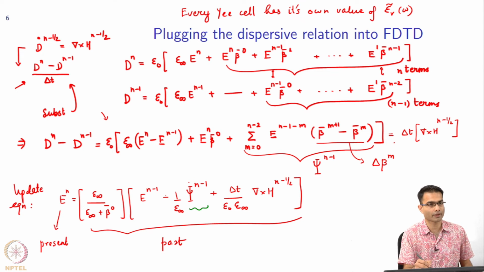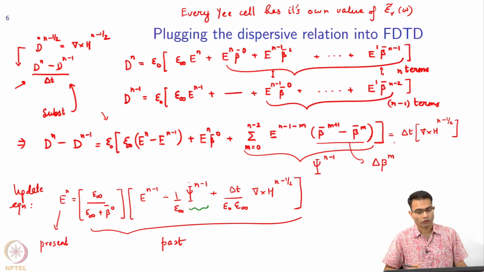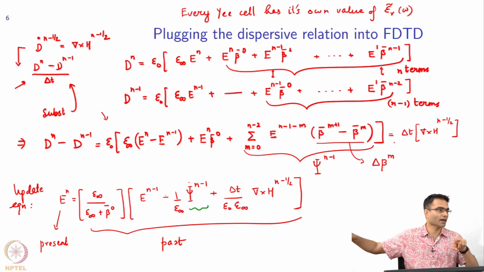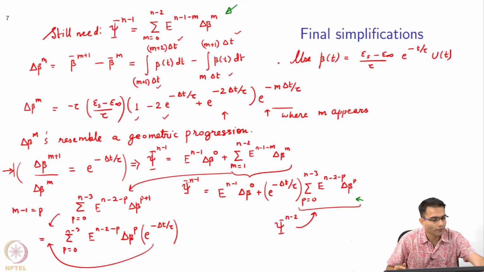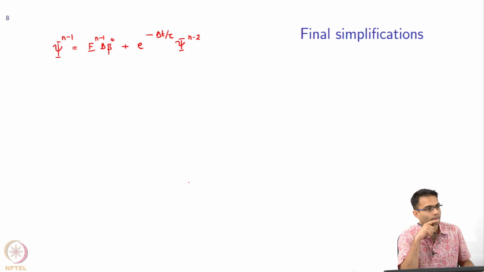And which is where we went to simplify the psi n minus 1. So, after doing all of this algebra, what have we gained? When I look at this expression, I needed all past electric fields to evaluate psi n minus 1. Now, when I look at this expression, has something changed?